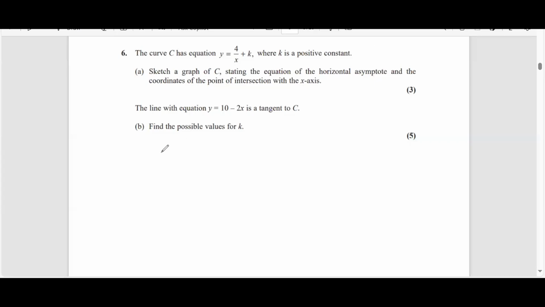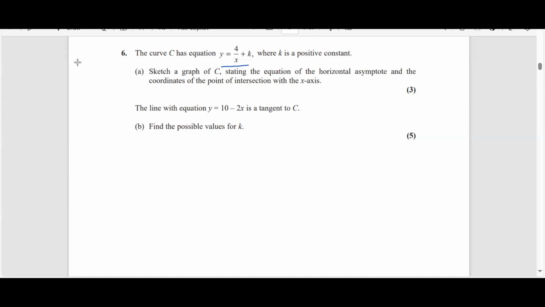Hi, welcome back. Here we have October 2019, question number 6. The curve C has equation y equals 4 by x plus k, where k is a positive constant. This is a reciprocal graph, 4 by x. Sketch a graph of C stating the equation of the horizontal asymptote and the coordinates of the point of intersection with the x-axis. So let's do the first part here.